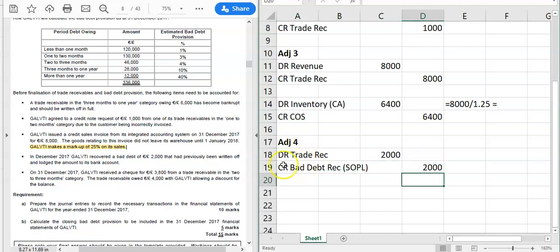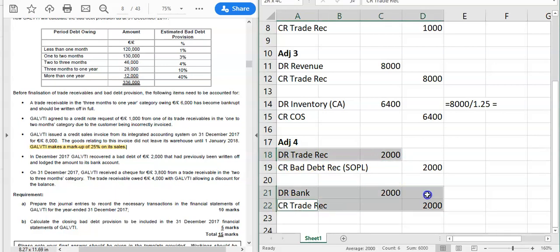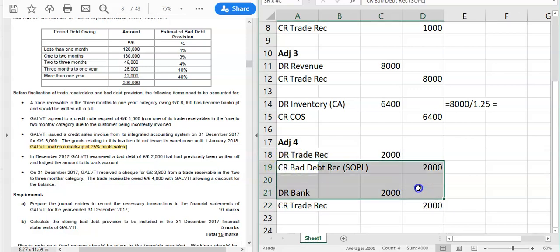So you first write back the bad debt to say the bad debt is still owing, and you credit bad debt recovered, and then what you will do is debit bank and credit trade receivables, 2000. So that's the longer way of doing it, because if you take out this one and this one, you're just left with the two entries on row 19 and row 21. That's the shorter way.